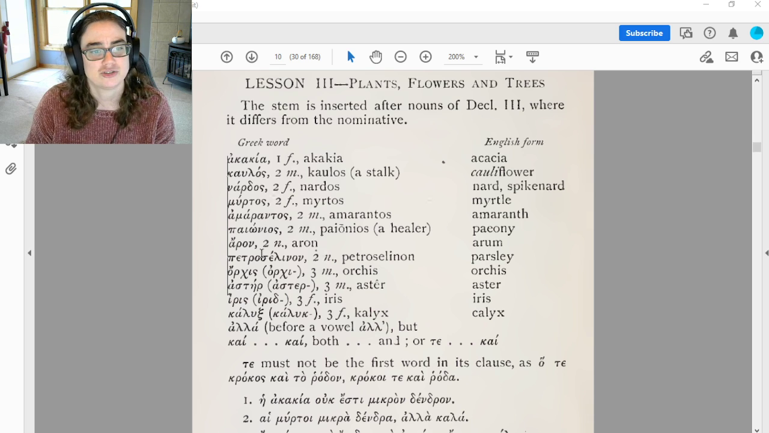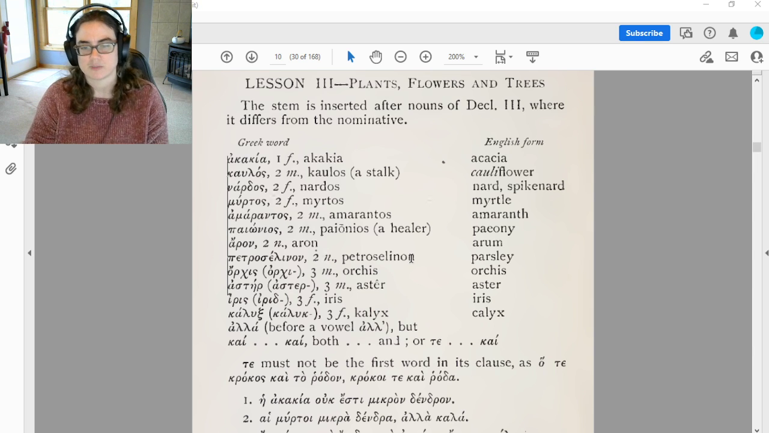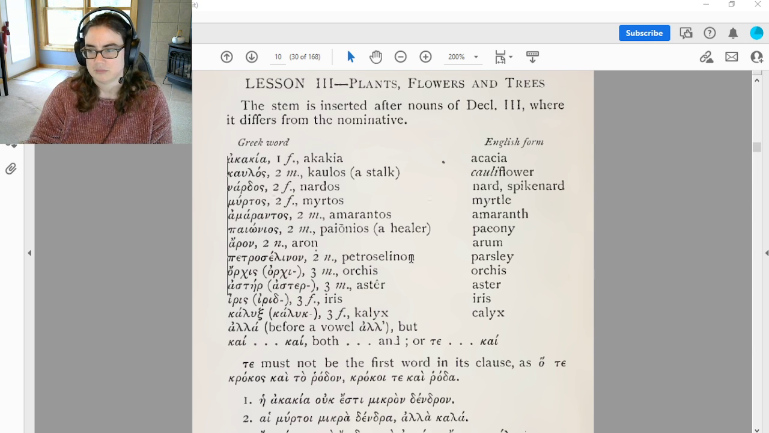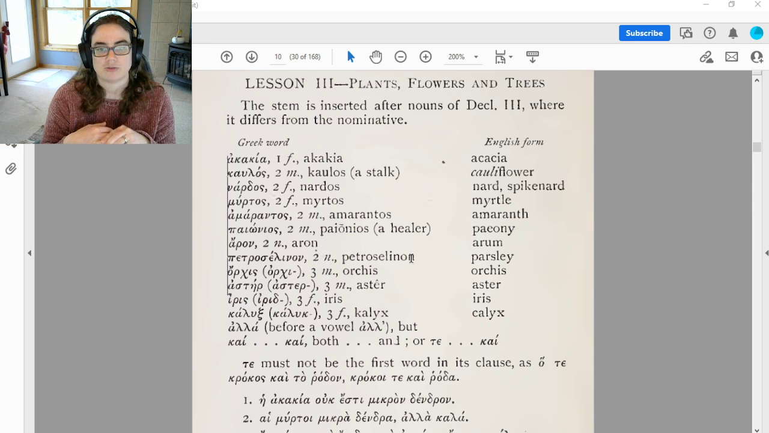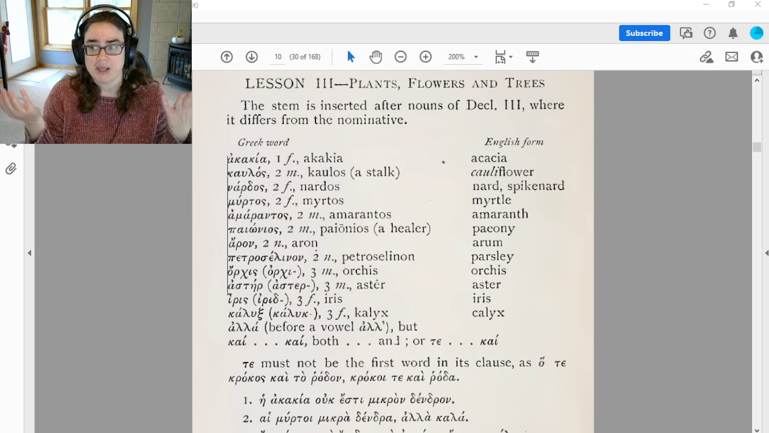Petroselenon. Parsley. You know what's interesting is I thought I remember the Greek word selenon being some sort of small green. And petros means rock. We know that. It's like a rock selenon. But now I can't remember what selenon means. Celery, maybe? And parsley is a rock celery? Could it be?